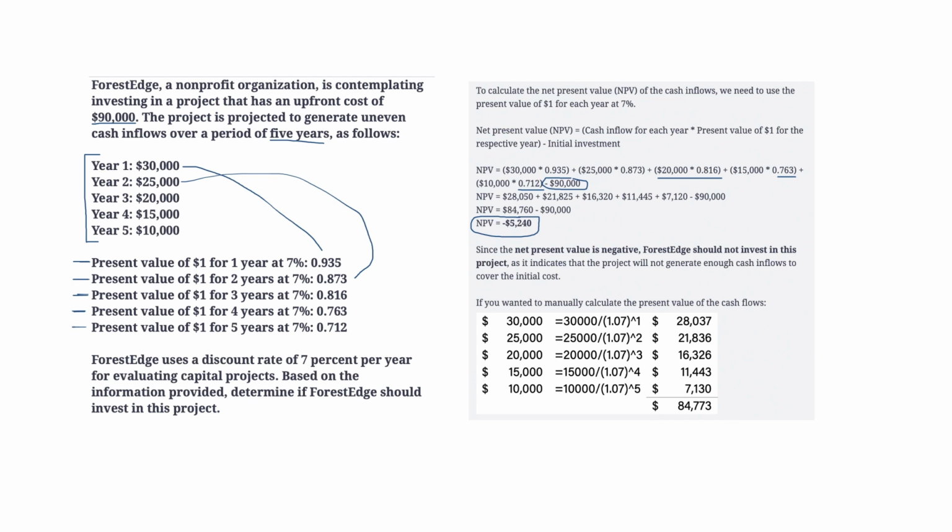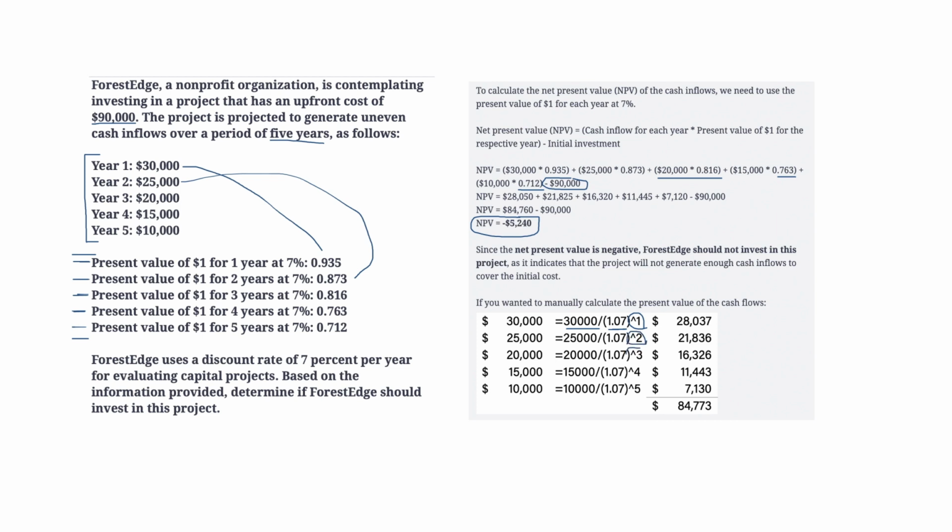Now, if you wanted to manually calculate the present value here instead of using the factors, what you have to do is divide the undiscounted amount by 1 plus the discount rate, and then it's to the power of however many years have passed. So for the first year, just 1 year has passed, so it'd be 30,000 divided by 1.07 to the power of 1. And then for the second year, you'd have 25,000 divided by 1.07 to the second power.